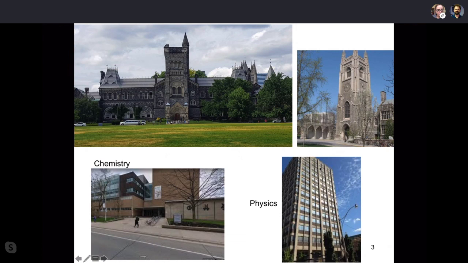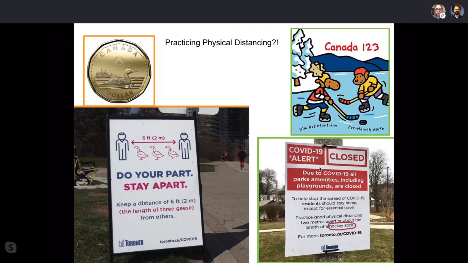And again, just before I go to the serious part, I guess last slide of entertainment. A little bit about physical distancing in Canada. So every country, municipality, I guess, struggles to educate the public how to keep the right, healthy distance between us.